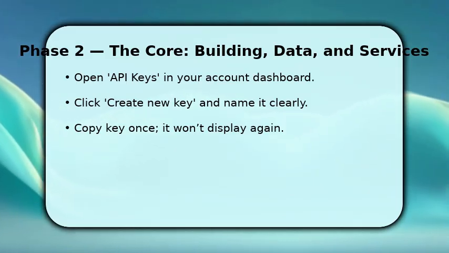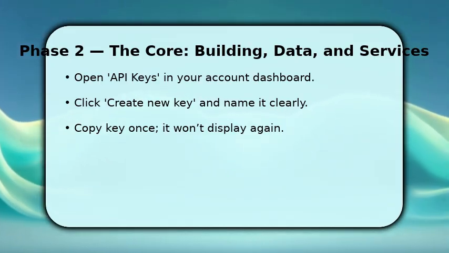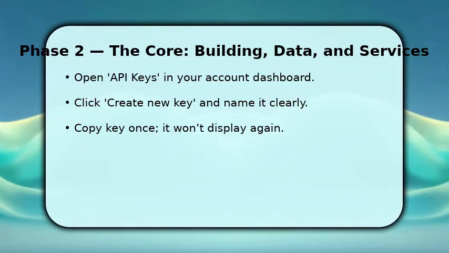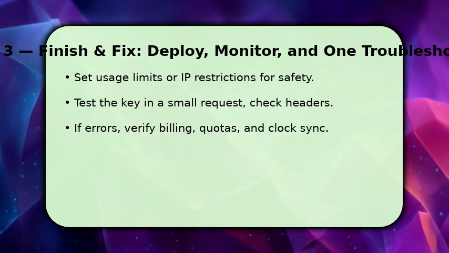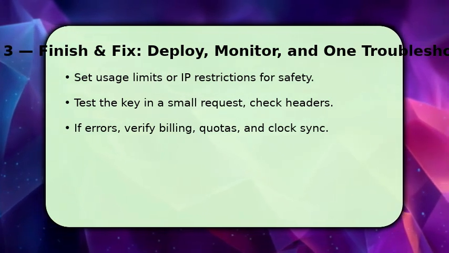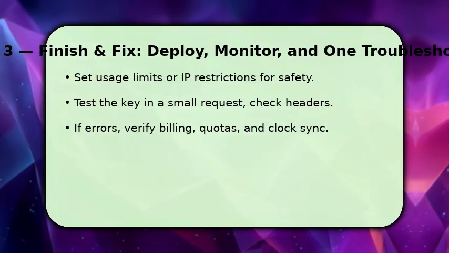Once done, restrict the key by assigning usage limits or IP rules if available. Since protecting the key prevents accidents, to finish, configure usage limits or IP restrictions, then test the key with a minimal API call to confirm it works. Include the key in the authorization header and inspect the response.